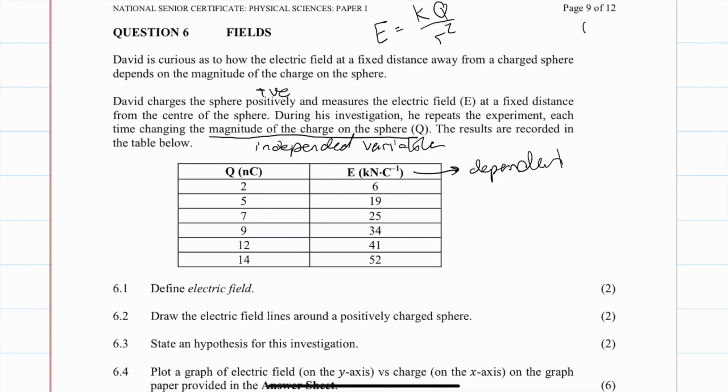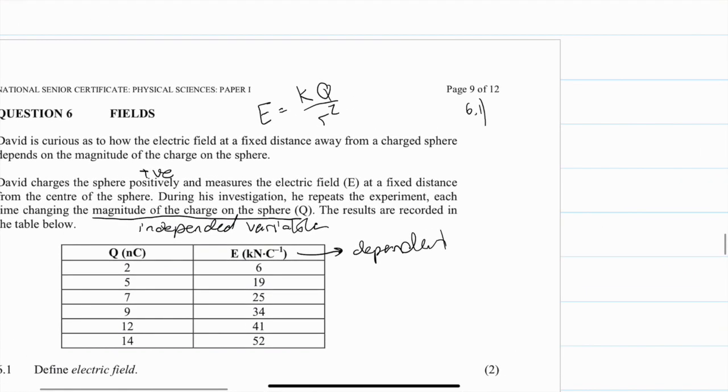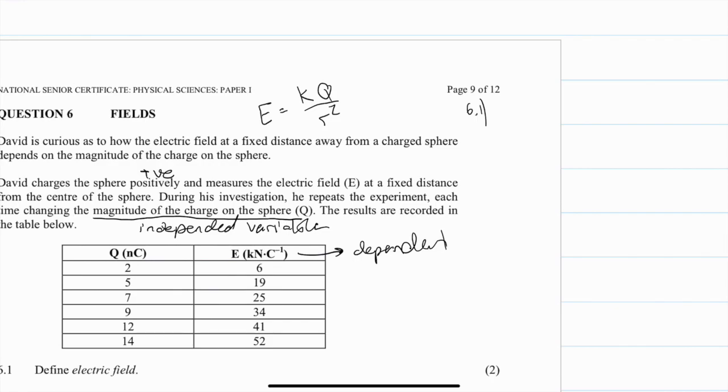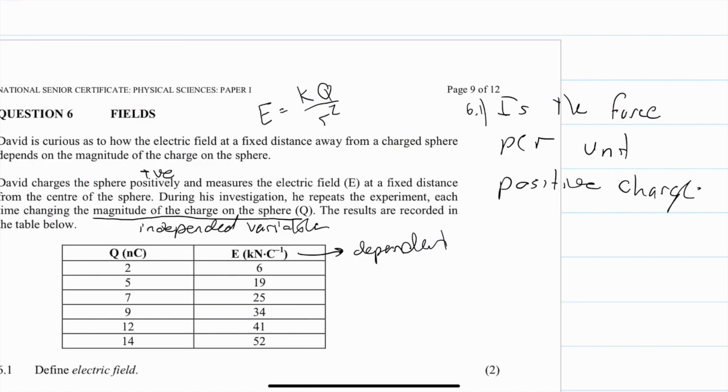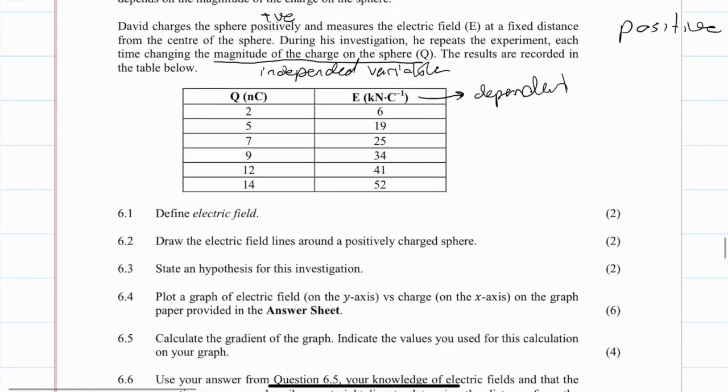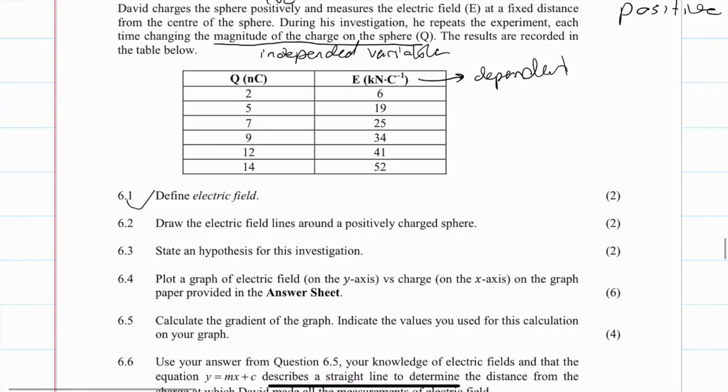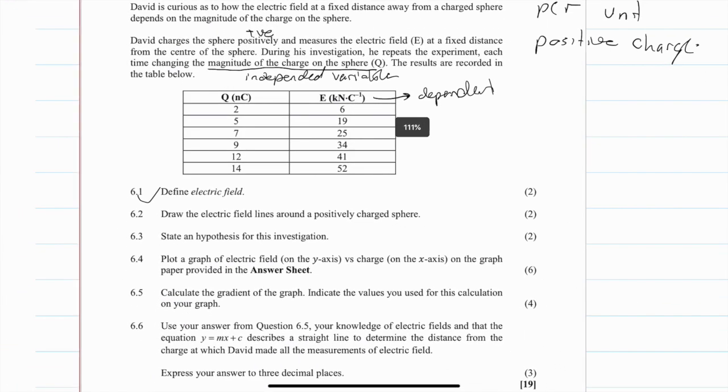So question 6.1 comes out as a definition, which says define electric field. So an electric field is the force per unit positive charge. And we get 2 marks for that definition. Good stuff. And then it says draw the electric field lines around a positively charged sphere.